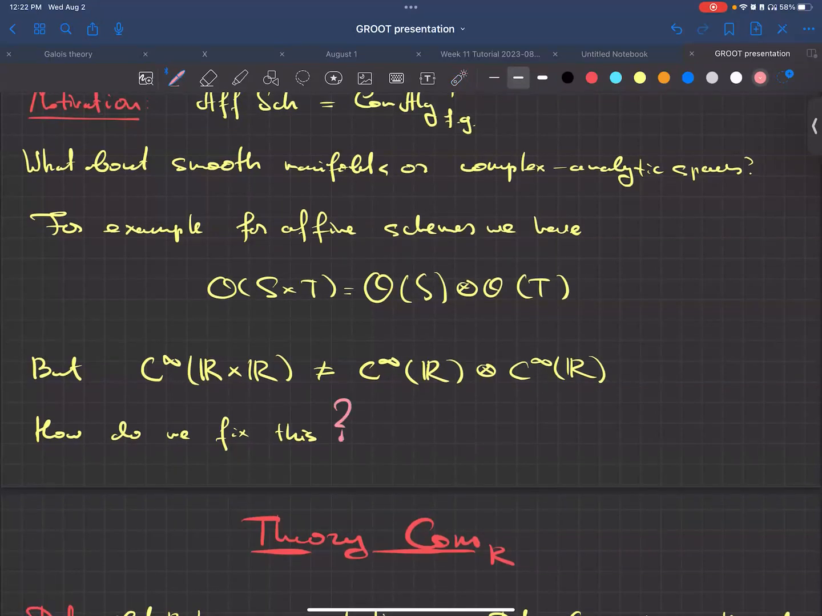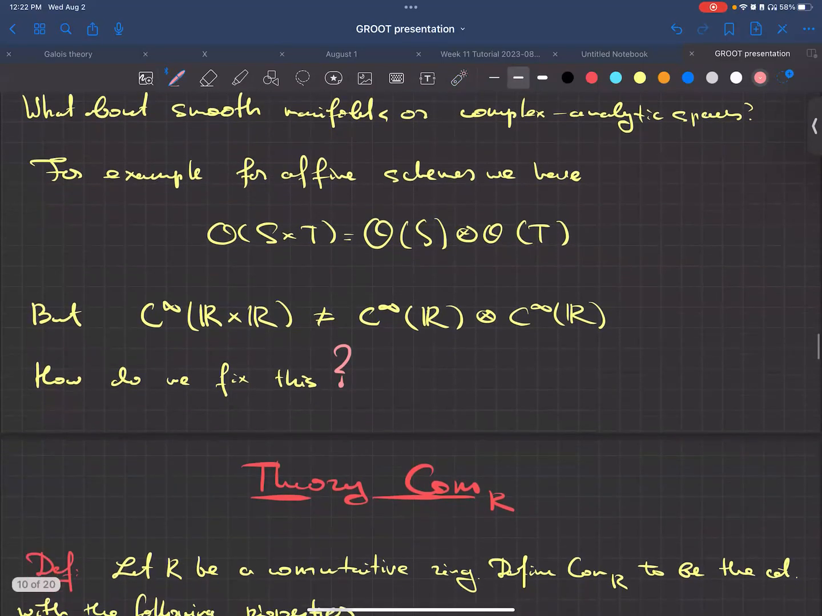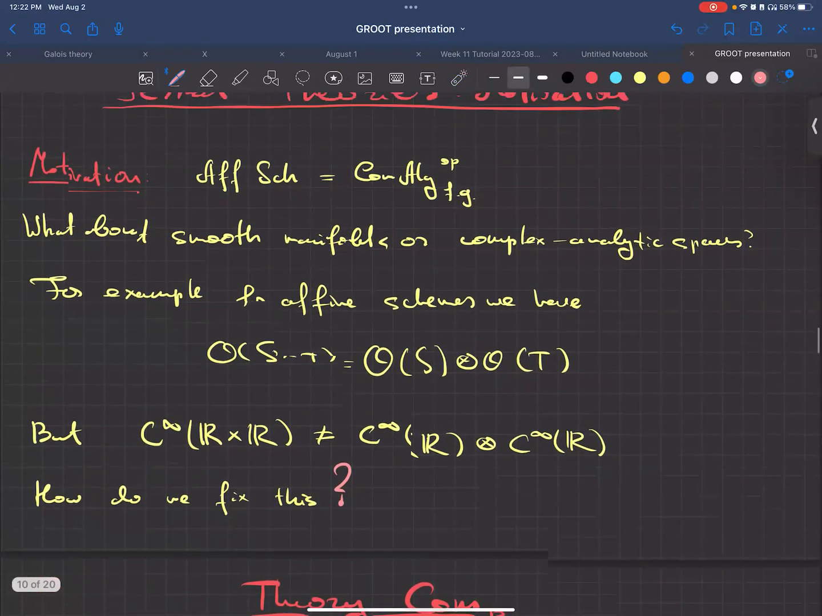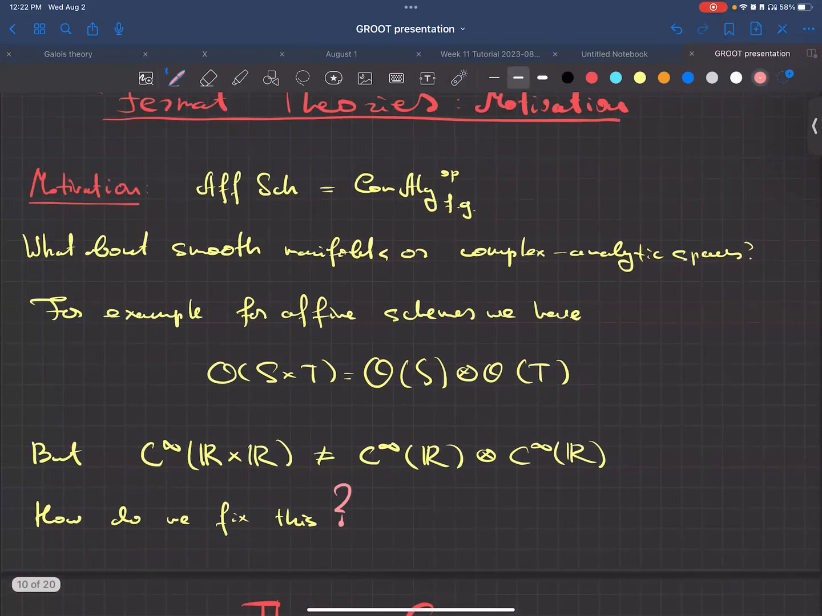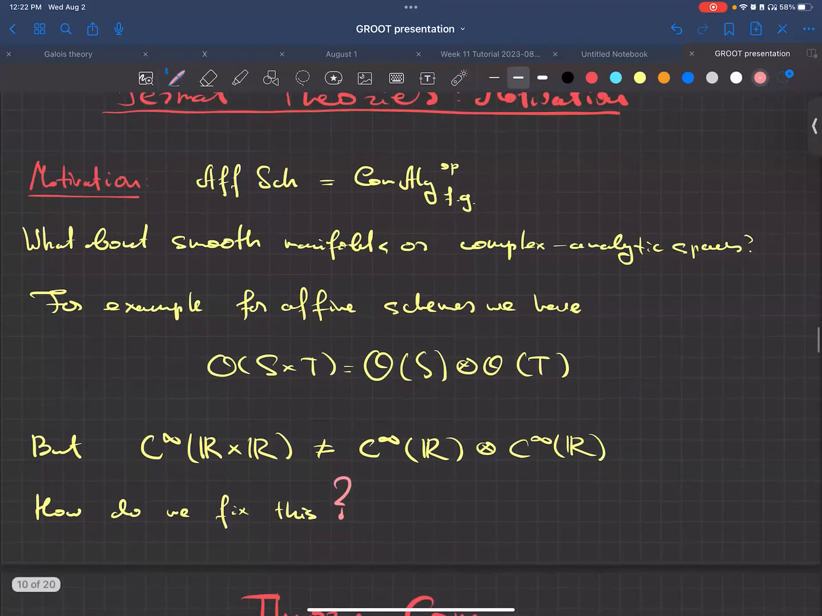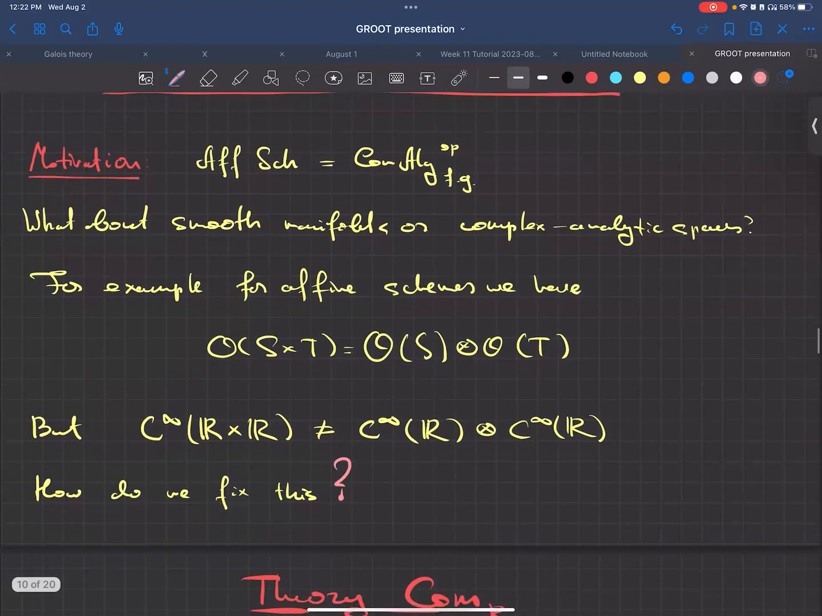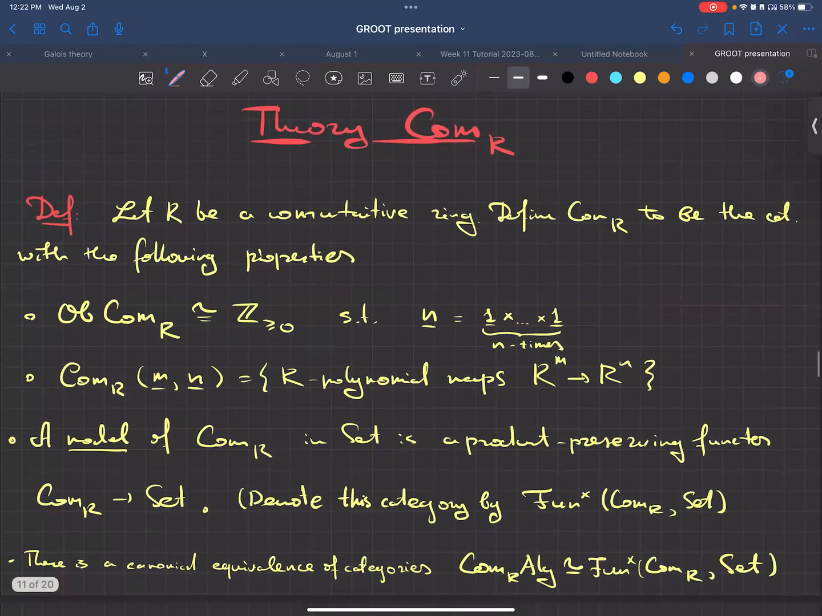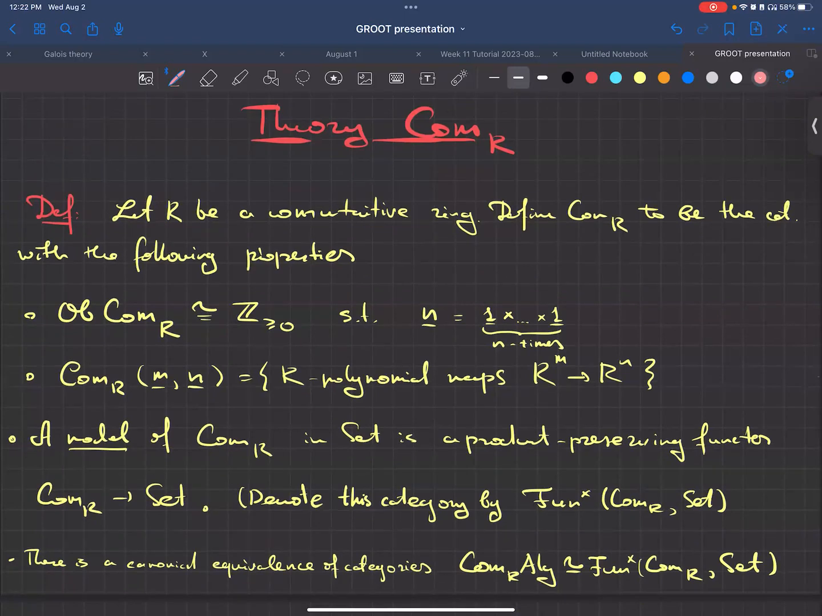And the answer is we need to consider a different notion of an algebra. So we need to somehow incorporate information about being able to take compositions with smooth functions or holomorphic functions or something like this. To set up this approach, we start from the simplest case, for which this theory is not even needed. That's the theory of commutative algebras over a commutative ring.